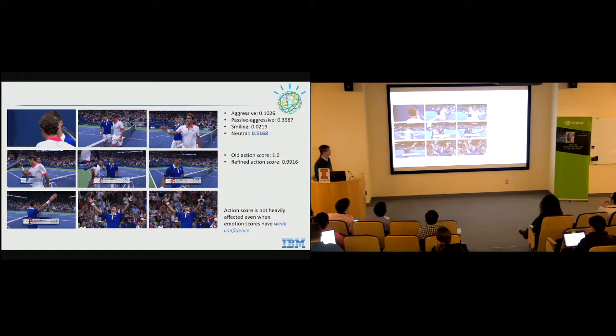This is another example. So the action score is 1.0, which is really good, and we want to retain this kind of result. However, our emotion score is high toward the neutral score. However, the confidence of the score is not really high. Therefore, the action score is refined and will reduce, but not really significantly. Therefore, the action score is not heavily affected when the emotion score doesn't have very high confidence.